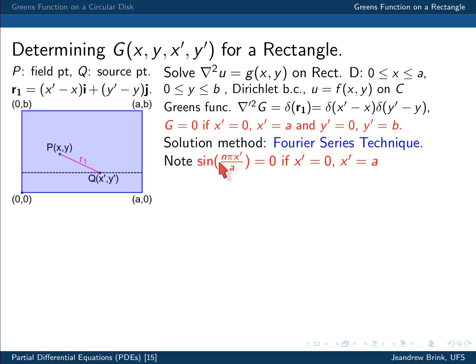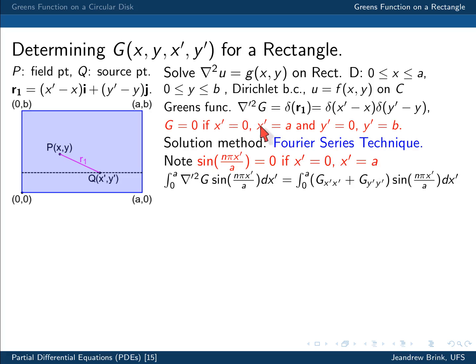Okay, so before we start the technique, let's just observe this. Note that sine of n pi x prime over a is equal to 0 on our boundary conditions in x. In other words, it is a set of basis functions where if we evaluate this function at x equals 0, as well as at x prime equals a, it vanishes. This is useful because it allows us to construct a Green's function that automatically satisfies at least these two parts of the boundary conditions.